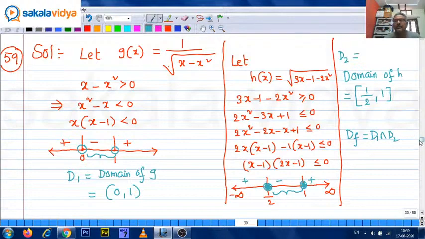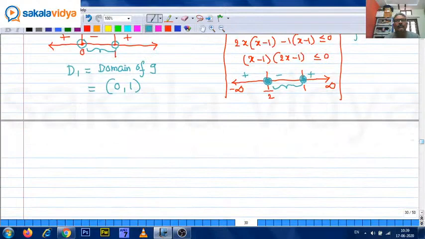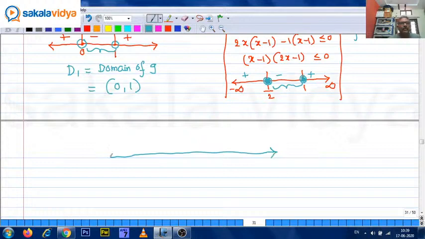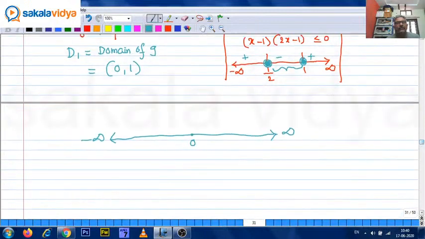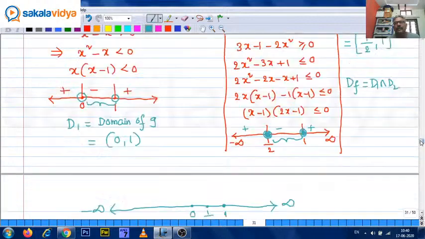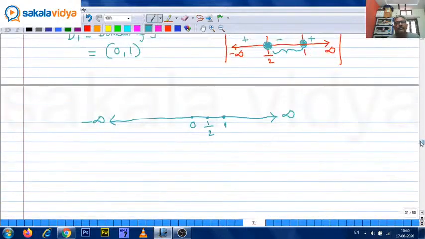Right. So now take the number line. First locate the critical points. This is negative infinity. This is positive infinity. 0. What are the values we have here? 1, 1 by 2. 1, and next 1 by 2. 1 by 2 is here. Okay. Any more values? Yes, 1, 1 by 2. That's all.